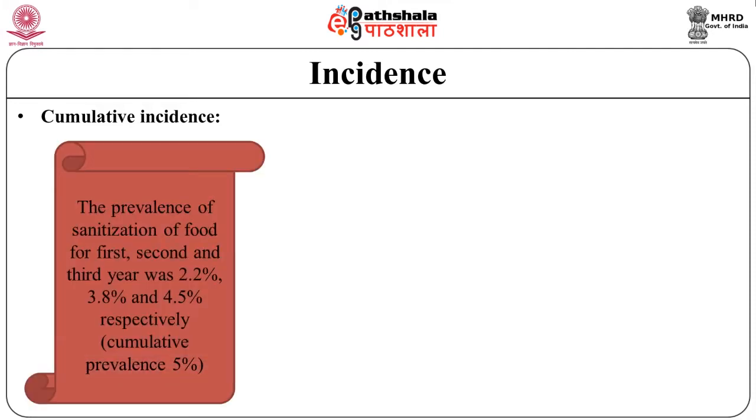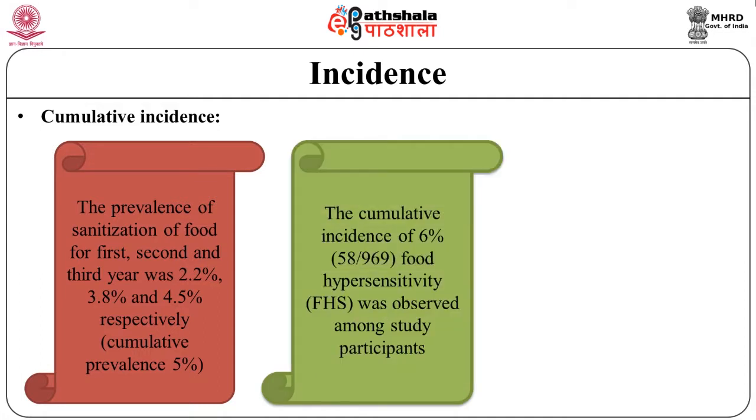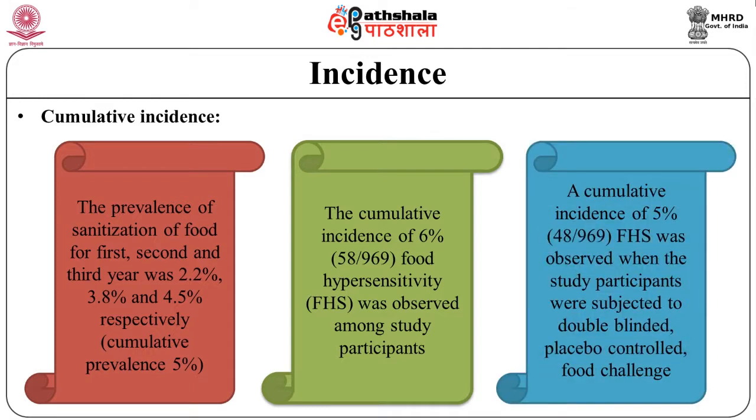The prevalence of sensitization to food for the first, second and third year was 2.2%, 3.8% and 4.5% respectively. The cumulative prevalence was 5%. A cumulative incidence of 6%, that is 58 out of 969, of food hypersensitivity was observed among the study participants. A cumulative incidence of 5%, that is 48 out of 969, of food hypersensitivity was observed when the study participants were subjected to a double-blinded, placebo-controlled food challenge.